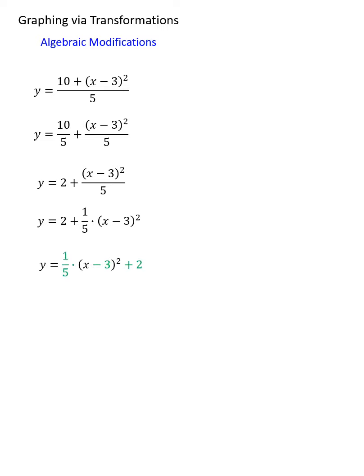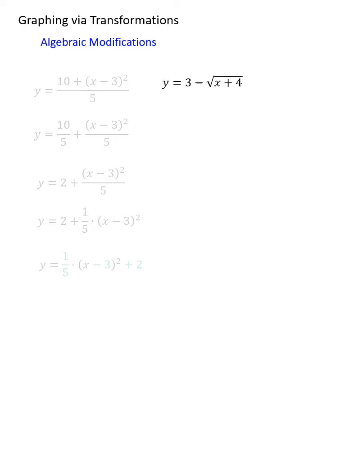At this point, you would probably deduce that there's a shift to the right of 3, a vertical compression by a factor of 5, and a shifting upward of 2. Now, I'm not going to actually graph this function, but the point is, there are instances where you have to do some algebraic modifications just to even see what the transformations are in the first place.